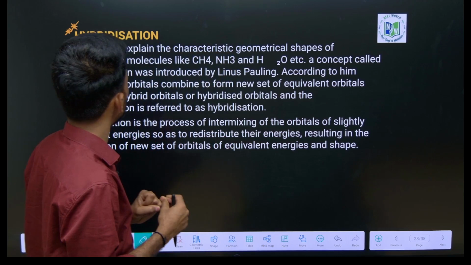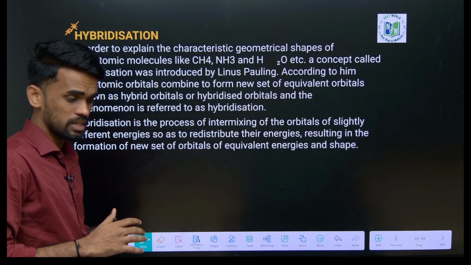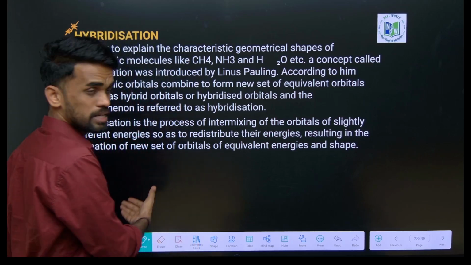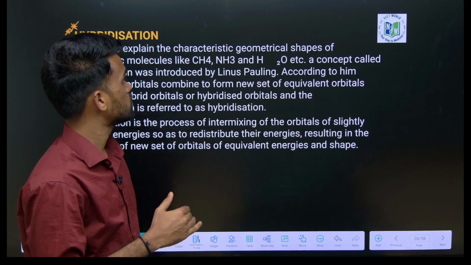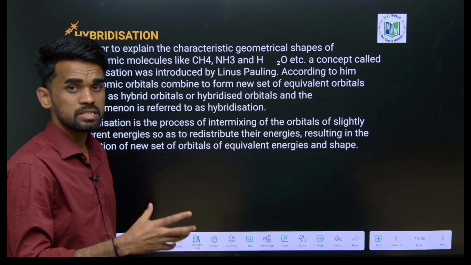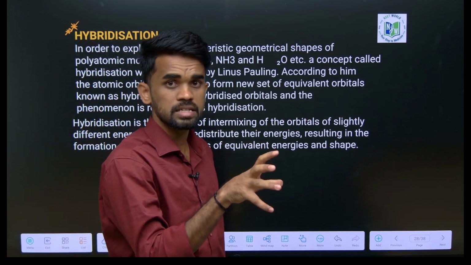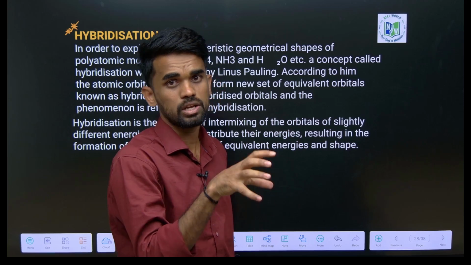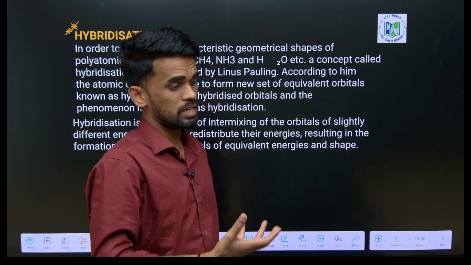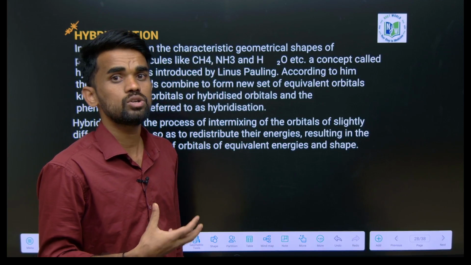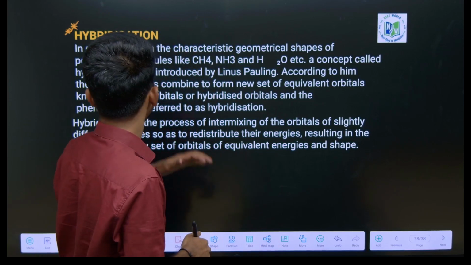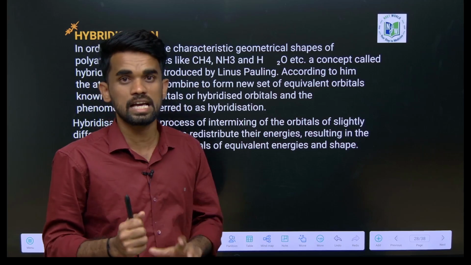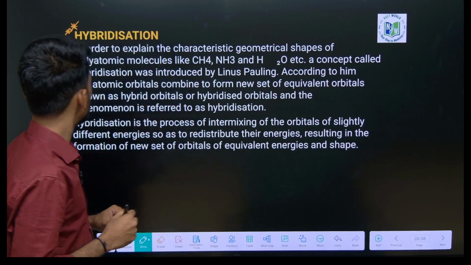So till now we have seen many concepts. In any of those compounds we haven't seen how these molecules are forming, how the structures are oriented, and how the geometries are given for those molecules. So in order to understand that, we have a concept called hybridization. This is a theoretical concept.